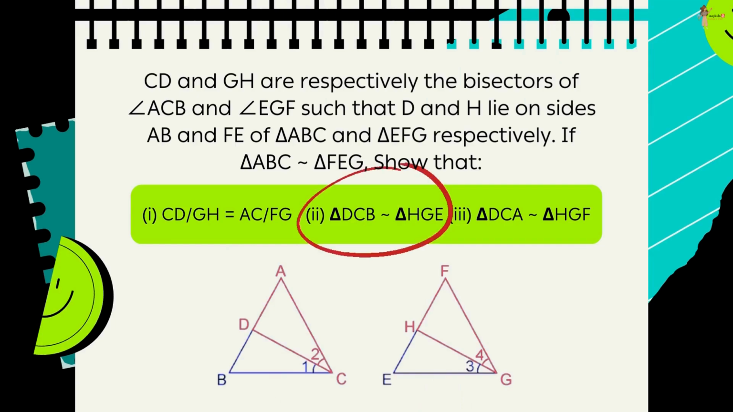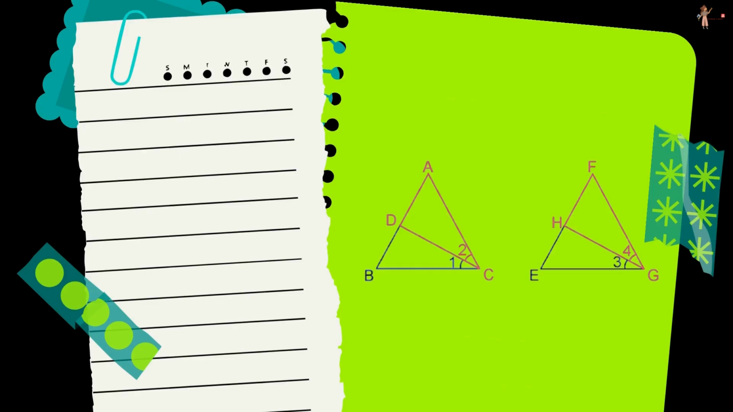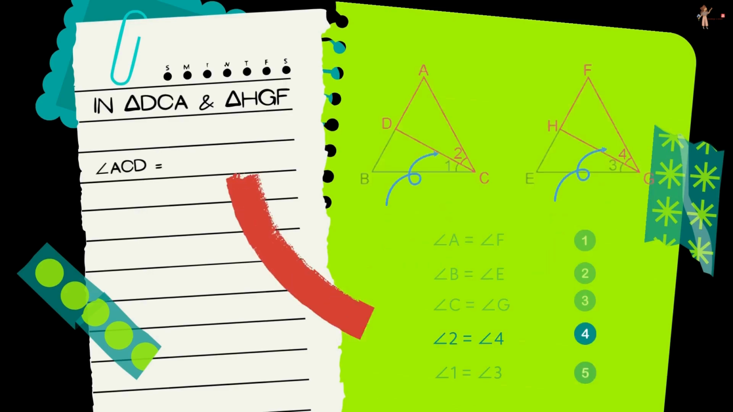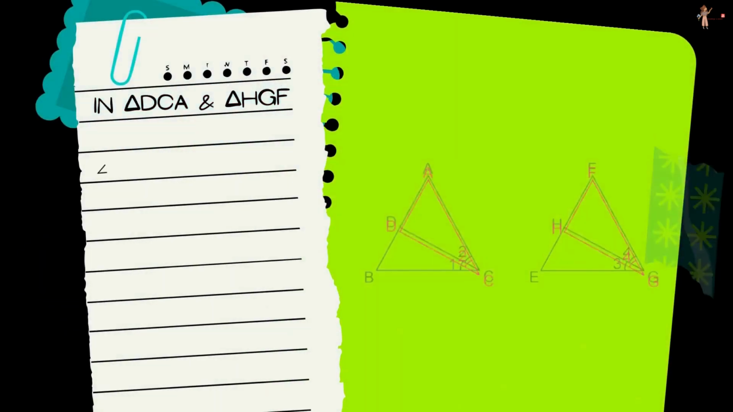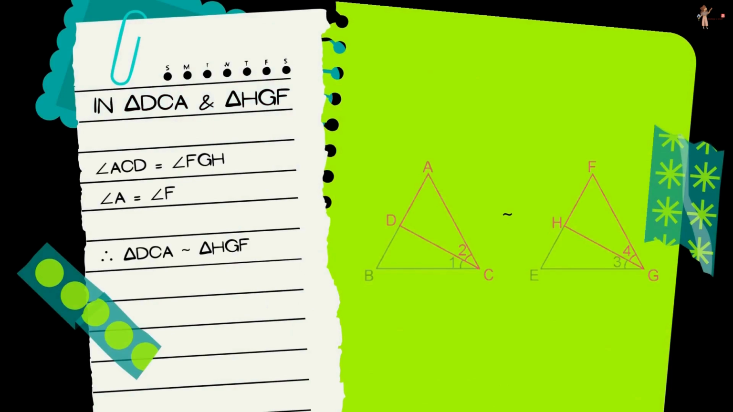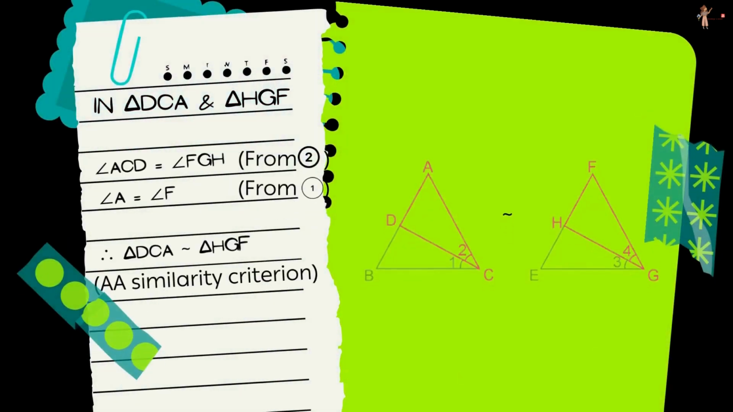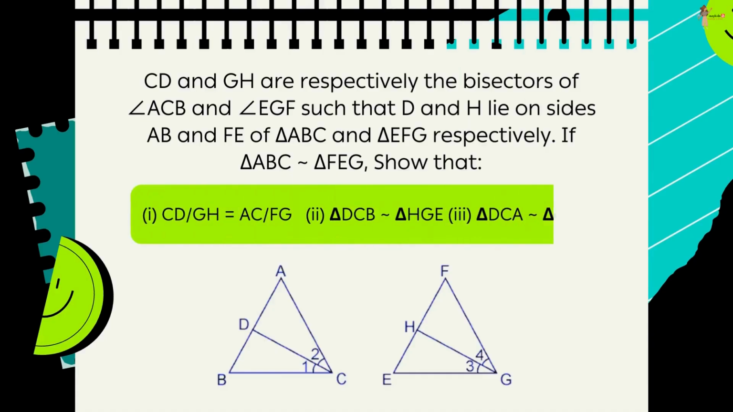Next, let's see the proof for the one remaining part, which is part 3. In triangle DCA and triangle HGF, angle ACD is equal to angle FGH from 1. Therefore, triangle DCA is similar to triangle HGF by AA similarity criteria. Thus, we have proved all the 3 parts now.